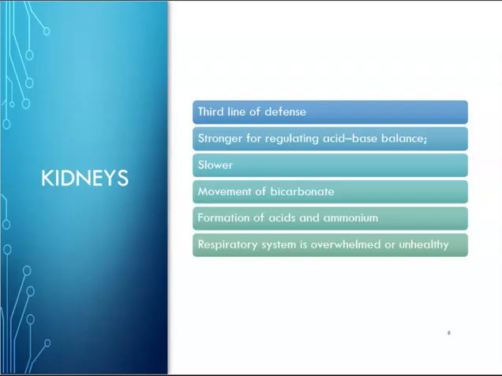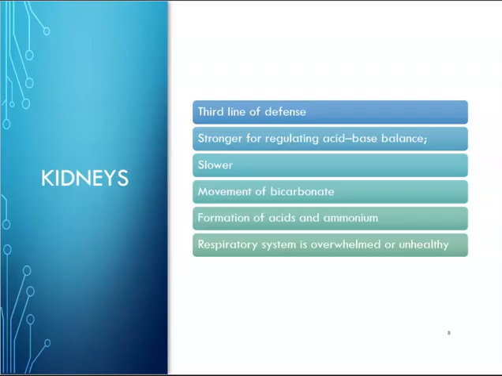So the kidneys are going to be another line of defense against pH changes. They're stronger for regulating acid-base balance, but it takes a lot longer for them to kick in than respiratory. So it can take about 24 hours. And this is because they have to move around bicarbonate. So it's not going to happen quickly like it does in the lungs. If your kidneys have to form acids and ammonia or move around bicarbonate, it's going to take quite a bit longer as opposed to the lungs that can simply speed up or increase the rate, the depth, or slow it down to control CO2 levels.